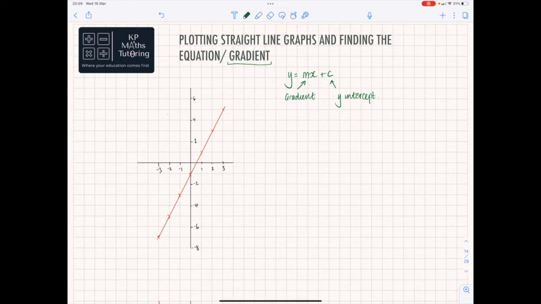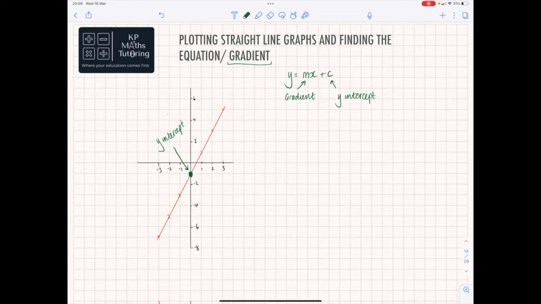So let's look at this question here. On the left-hand side, I've got a red line here, and the question would say, find the equation of this line. Now, looking at that, I can see that there is a clear point here where it crosses the y-axis. This is your y-intercept.